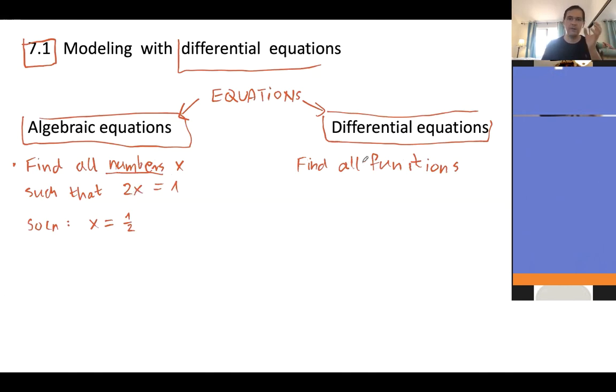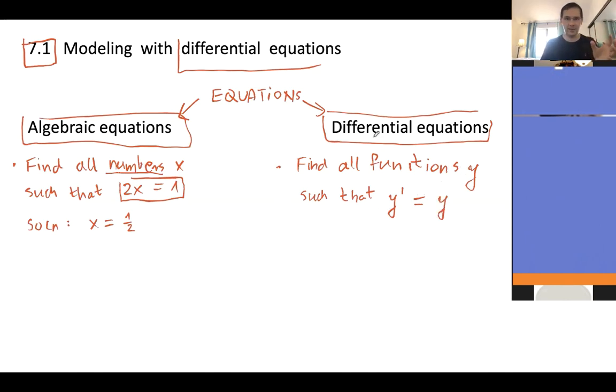Here, I will be looking for functions that satisfy some condition or some equation. So let me do a simple example. The equation will be: find all functions y such that, and here that was the algebraic equation, and here I'm going to have an analog of my equation. So find all functions y such that y prime, so derivative, equals y.